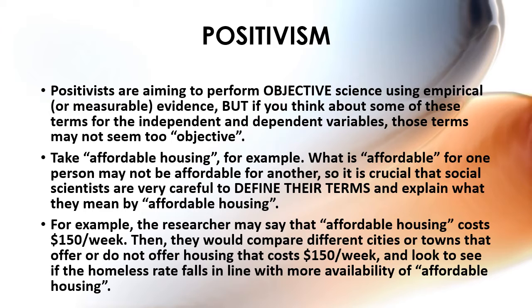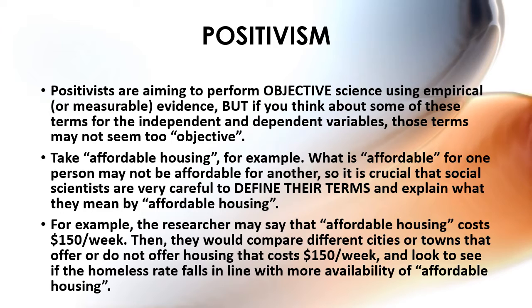For example, the researcher may say that affordable housing means that the housing costs $150 a week. Then they would compare different cities or towns that offer or do not offer housing that costs $150 a week, and then look to see if the homeless rate falls in line with more availability of, quote, affordable housing as they've defined that term.